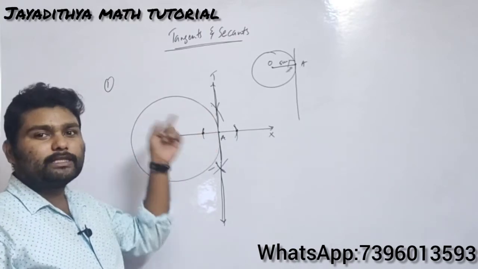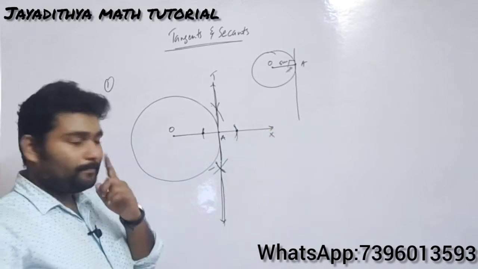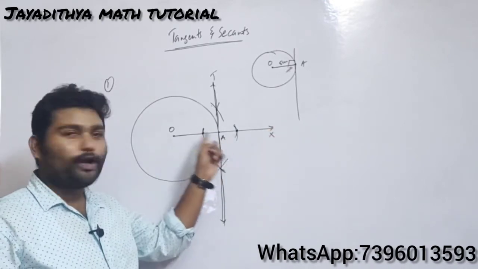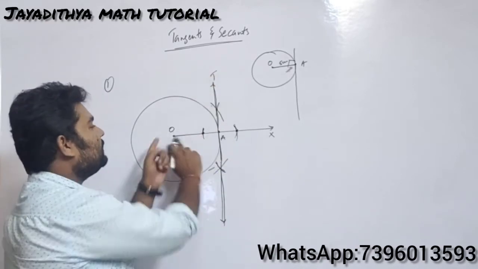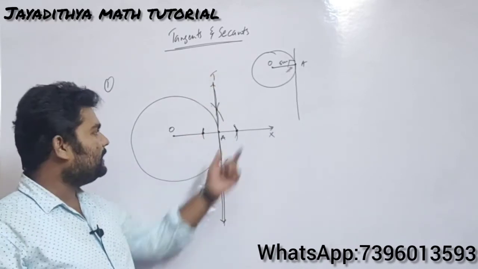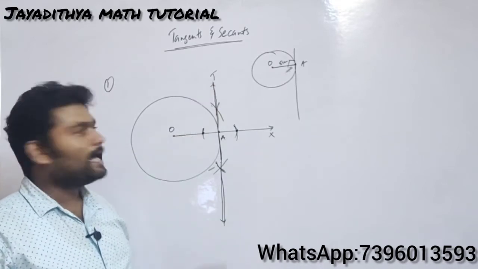The first thing is draw the circle of radius 5 centimeters. Then what we did? We have drawn a ray OX such that it cuts the circle at point A. After that, what we have done here? At A, draw a perpendicular line to the ray OX. So the perpendicular line is the required tangent to the circle.